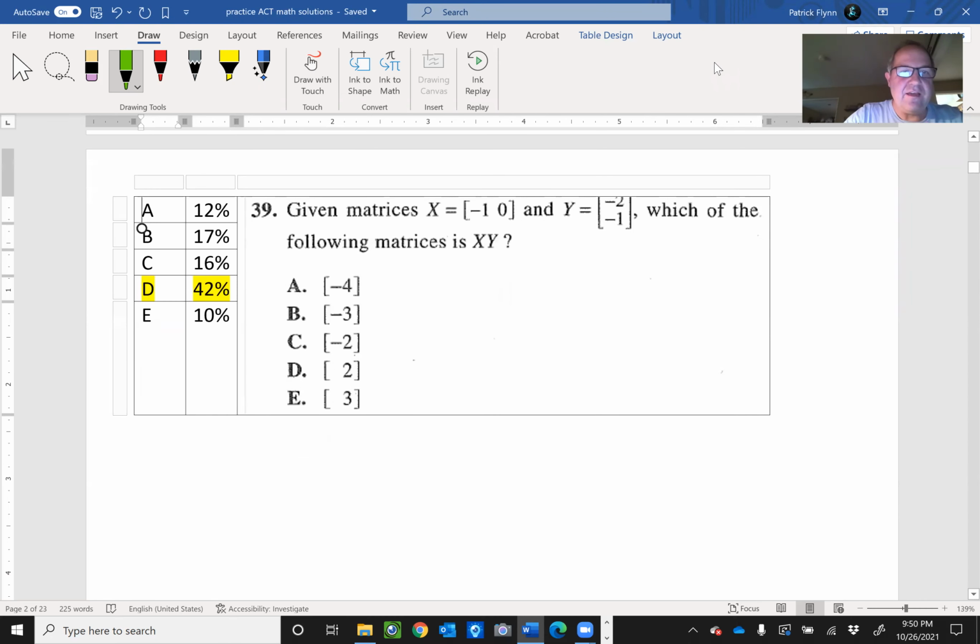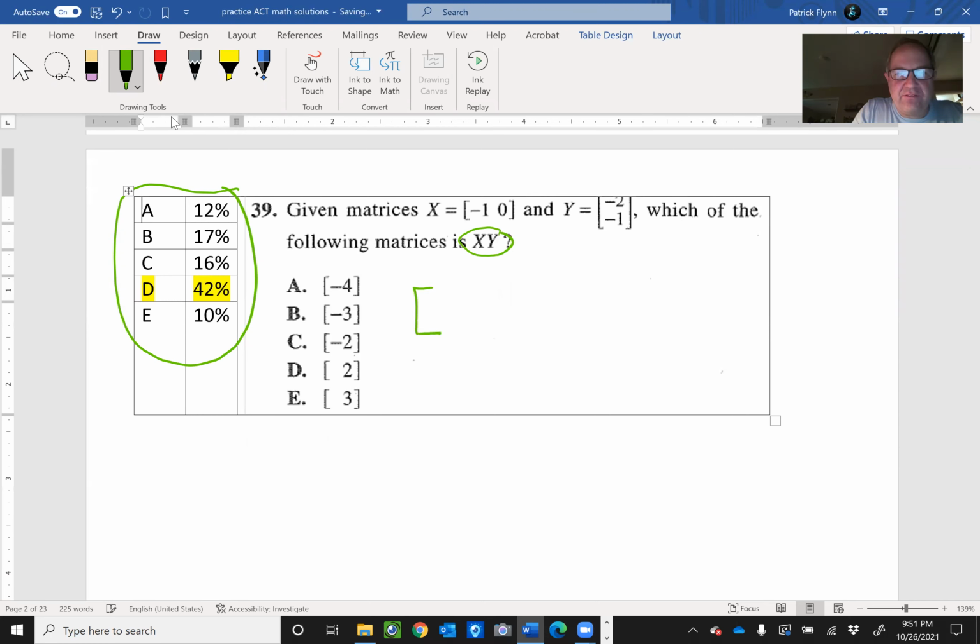Okay, question again on these questions. On the left-hand side, I've got all the answer choices and then the percent that people chose, highlighting, of course, the correct answer. Now, this question says, given these two matrices, which of the following matrices is x times y? Well, let me first write this out. There's x, right? Because it's right here. And here is y, -2 and -1.